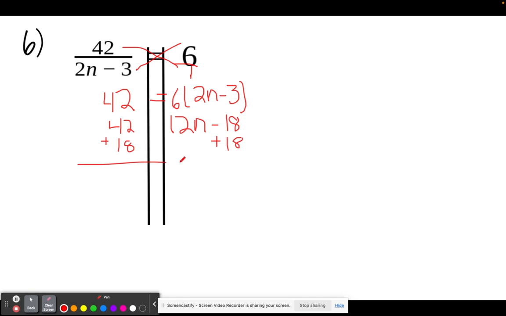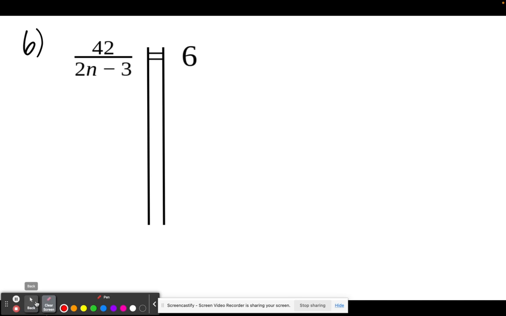Next, I will add 18 to both sides. And I get 12n equals 60. Divided by 12, giving me n equals 5. If you did want to check this, 2 times 5 is 10, minus 3 is 7, 42 divided by 7 is 6. Just to show you, they do work.